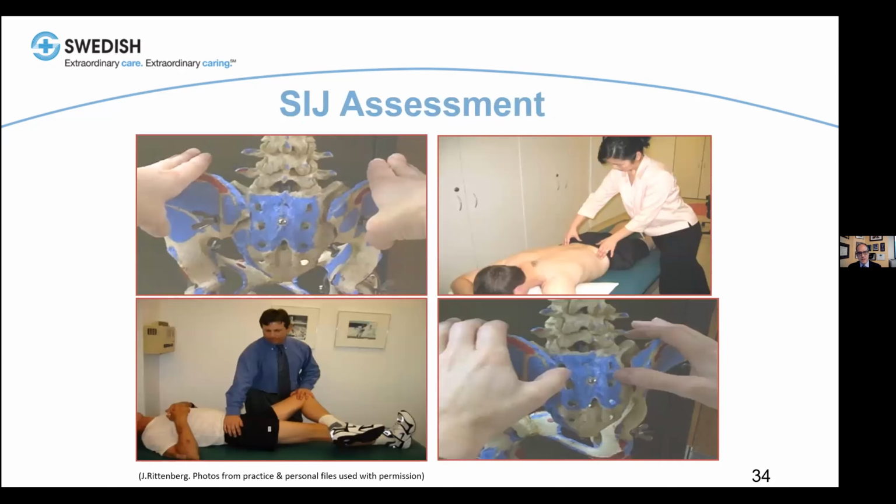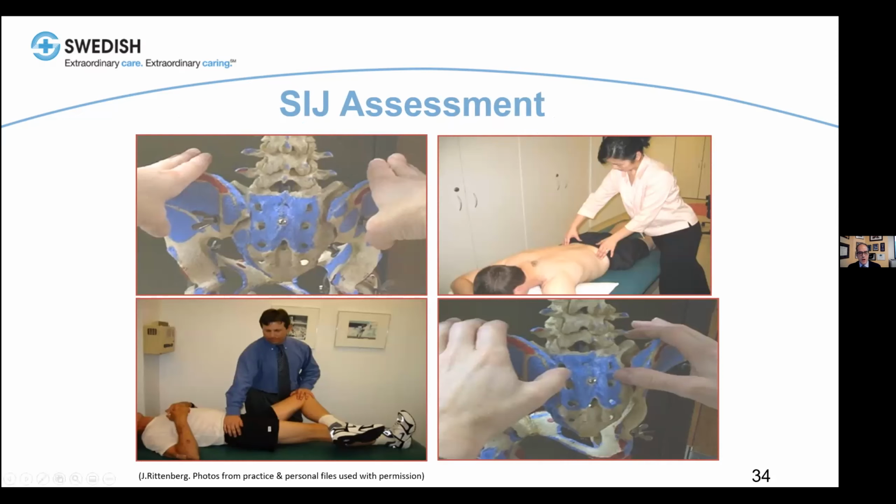And so there's different tests. Like I said, if you put your hands over the iliac crest, you're around L4-5, then your thumbs come down to that posterior superior iliac spine, like we show on the right bottom part. And then you at least know where the border of the SI joint is on the right and the left side.